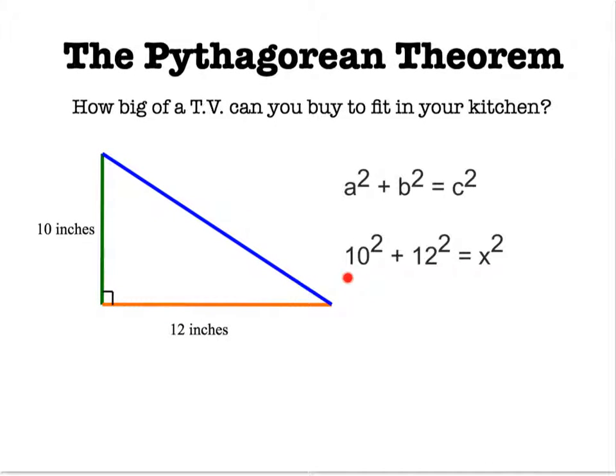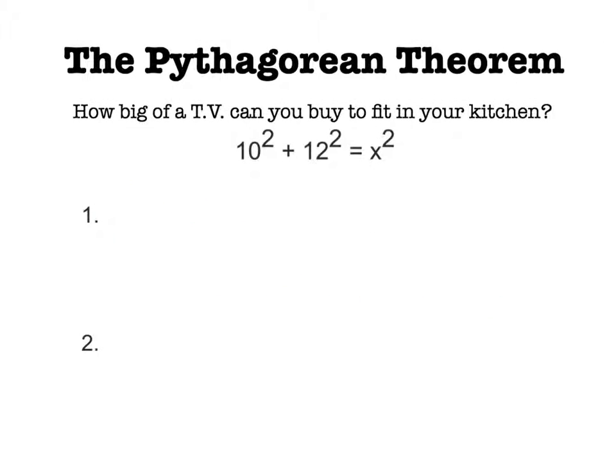So here's the equation. We have 10 squared, a is equal to 10, and then we have plus 12 squared, because b was equal to 12 down here. And then we're using x to represent the hypotenuse, and that's what we need to figure out. So we're going to use our 4 steps to solve a Pythagorean theorem equation.